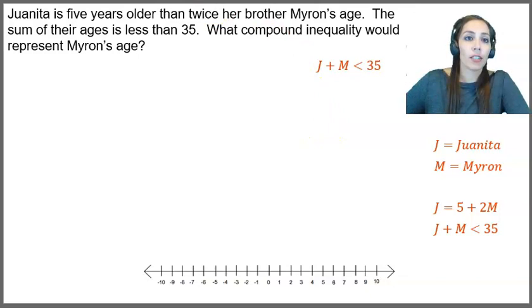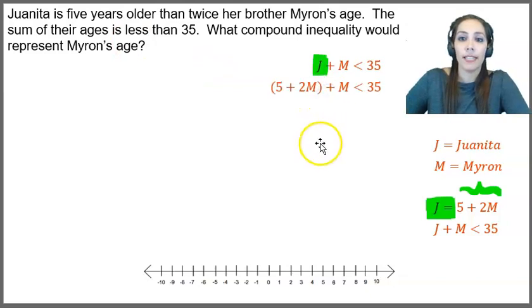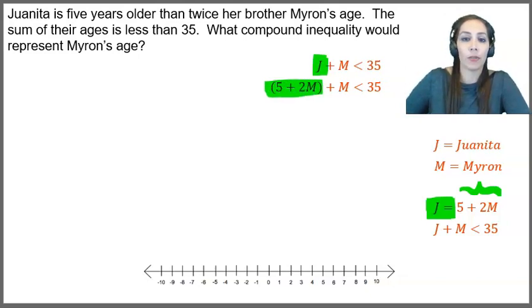Now if you look here at this first one, we have it in the J equals form. If I come up here to the J in this second equation, I can go ahead and plug in this second part there. So that is what I am going to do. So instead of J, I have plugged in 5 plus 2M because that is what J is equal to.